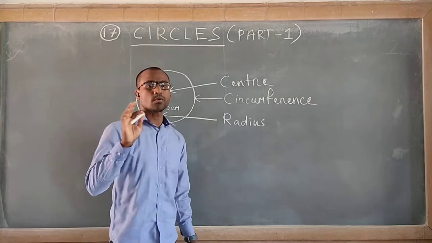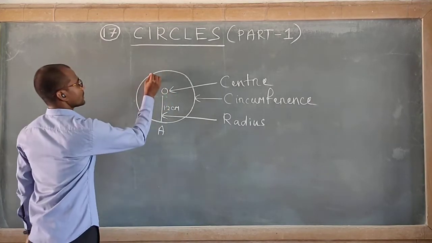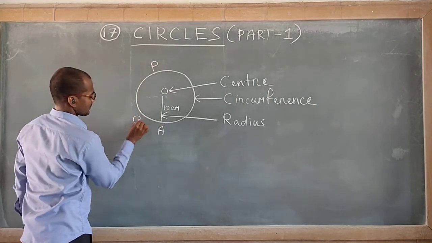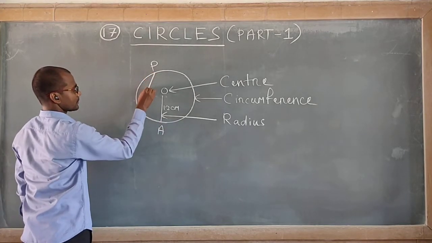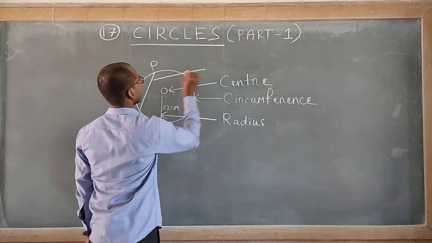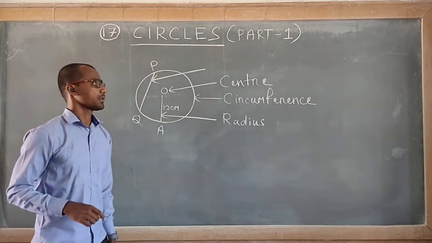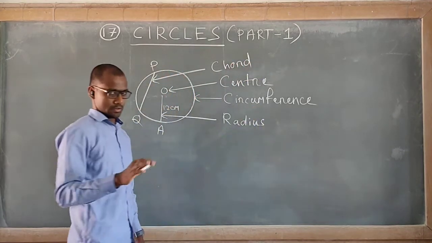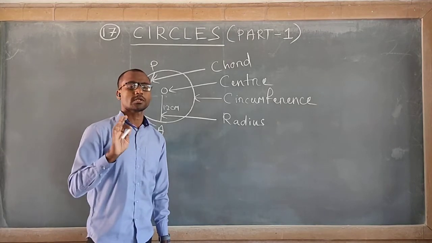Now let us take 2 points P and Q randomly on the circumference. Suppose this is P and this is Q. Let us join them. This special line segment which joins 2 points on the circumference of the circle is called chord, C-H-O-R-D. So remember, a chord is a line segment that joins 2 points on the circumference of a circle.